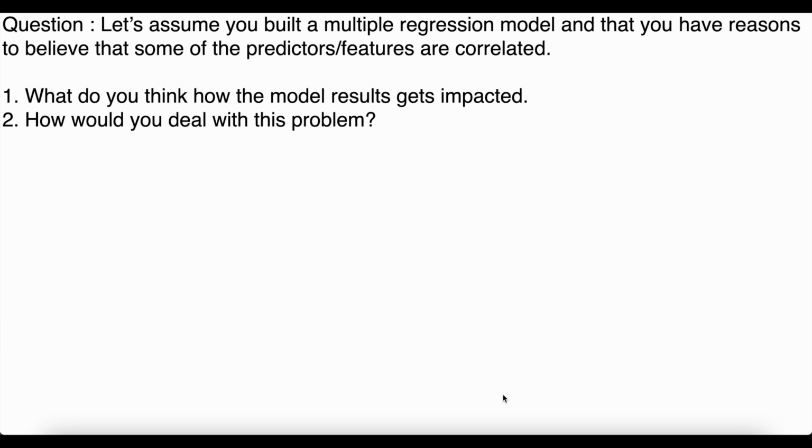So let's assume you build a multiple regression model. You build a good model, you are happy, but somehow you have reason to believe that some of the predictors or the features used by you are correlated. Now in that scenario, you don't know what will happen to your results. You are worried how your results will get impacted. What if I need to remove those, or I shouldn't remove those? Second, how would you deal with that problem? How would you remove the correlation?